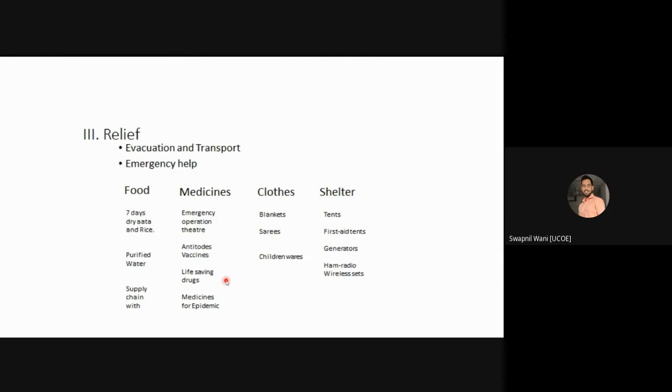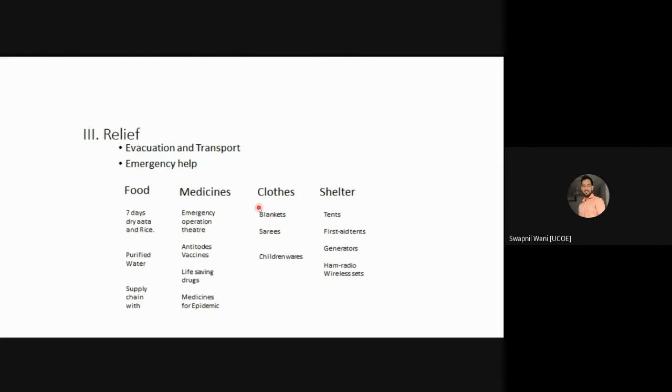Many times, what happens? Resources are available, but because of lack of communication, or any other reason, they are not made available to the people or beneficiaries, and that's the reason we feel that there is a shortage of such resources. All the medicines and hospital facilities should be available immediately.